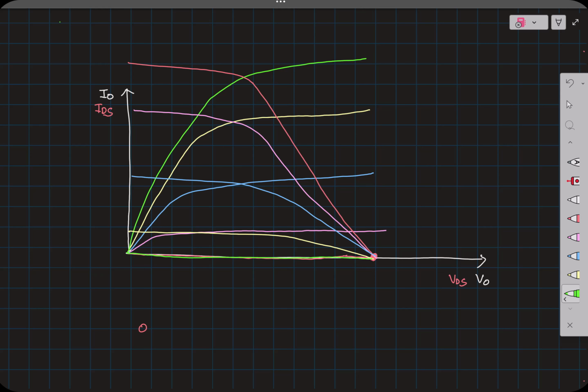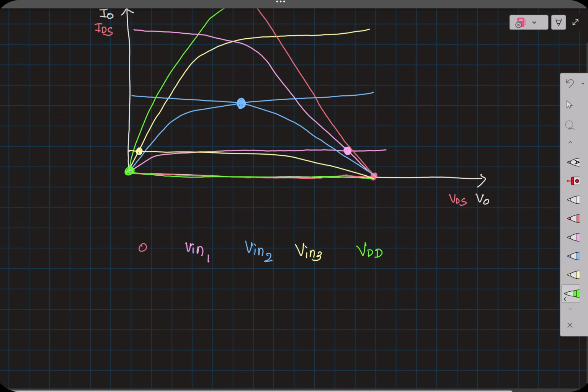Okay. And now let me highlight all the intersections. For Vin equal to 0, we have already highlighted. For Vin1, this is where both the Vin1 curves are intersecting. For Vin2, the intersection is happening here. Vin3, the intersection is happening here. And finally, for VDD, this is where your intersection is happening. Okay. Now, I want to get a V0 versus Vin plot from this.